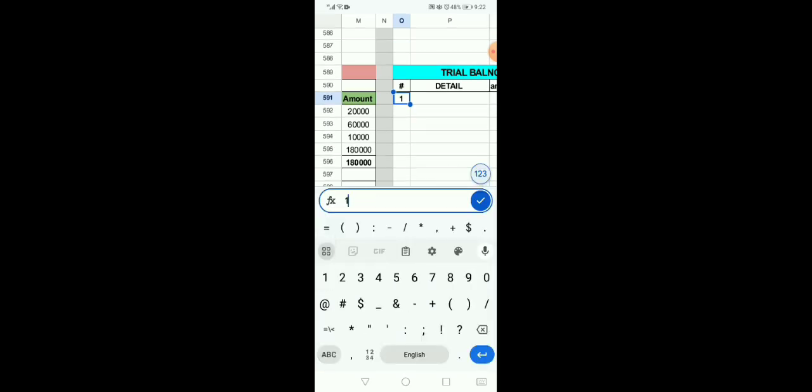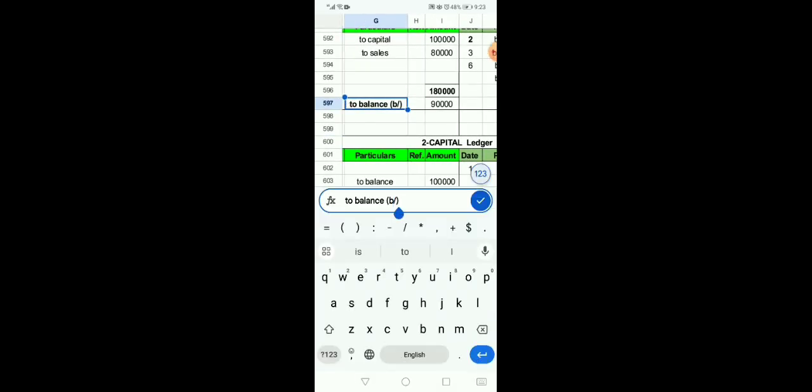Write down one over here. And what is the name of your ledger? That is cash. Put cash over here. All right, and now you are required to write its amount. Please focus, I need your attention. This is your balance brought down and this is your original balance. You will be focusing only on the balance brought down.